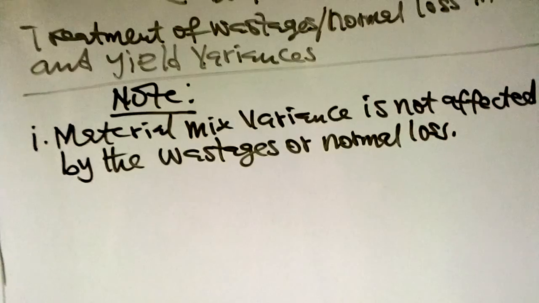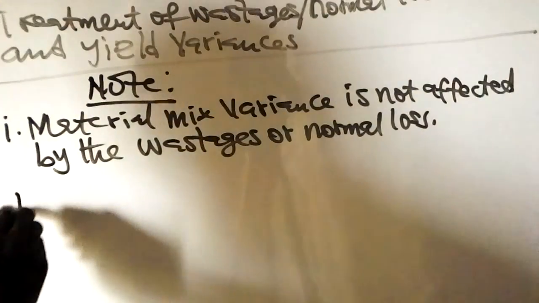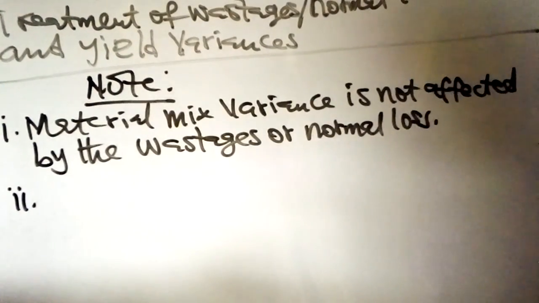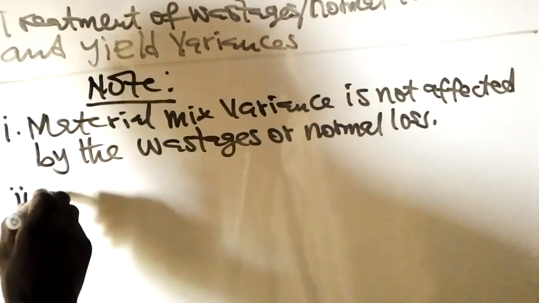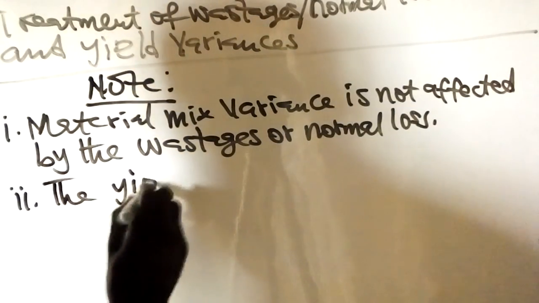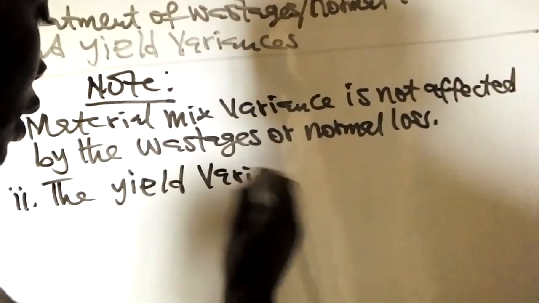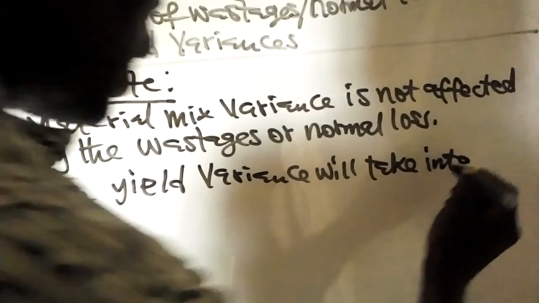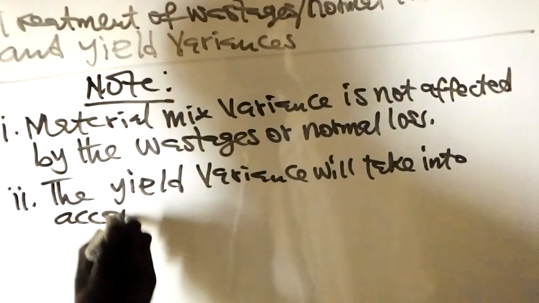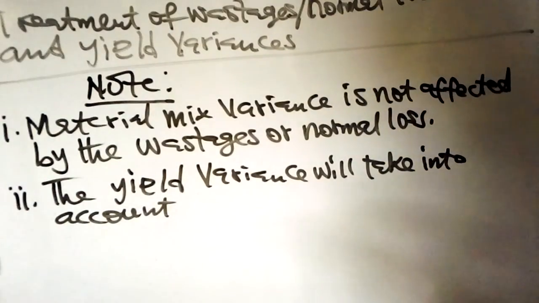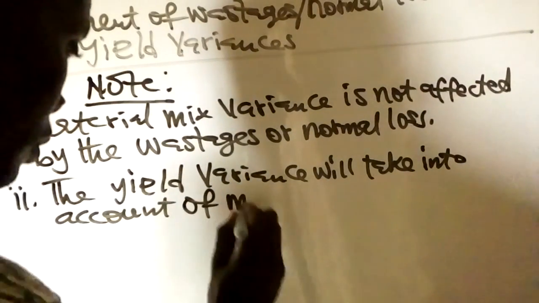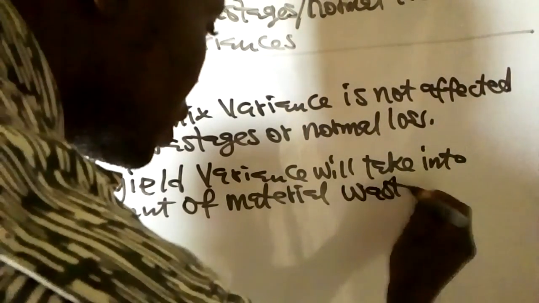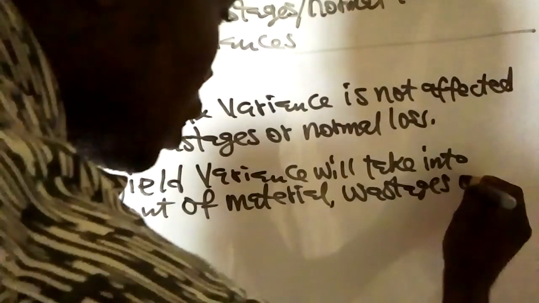Number 2, the yield variance will take into account material wastages or normal loss.